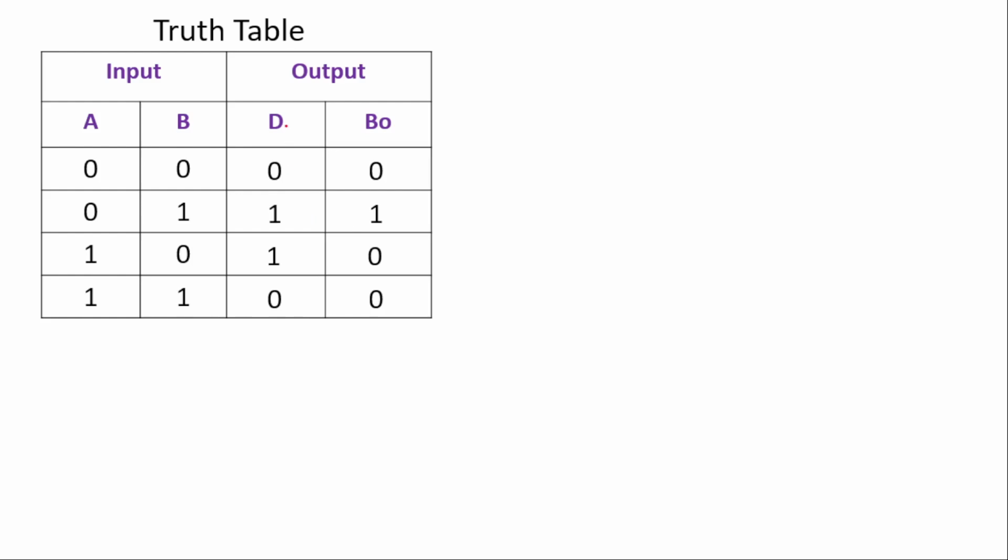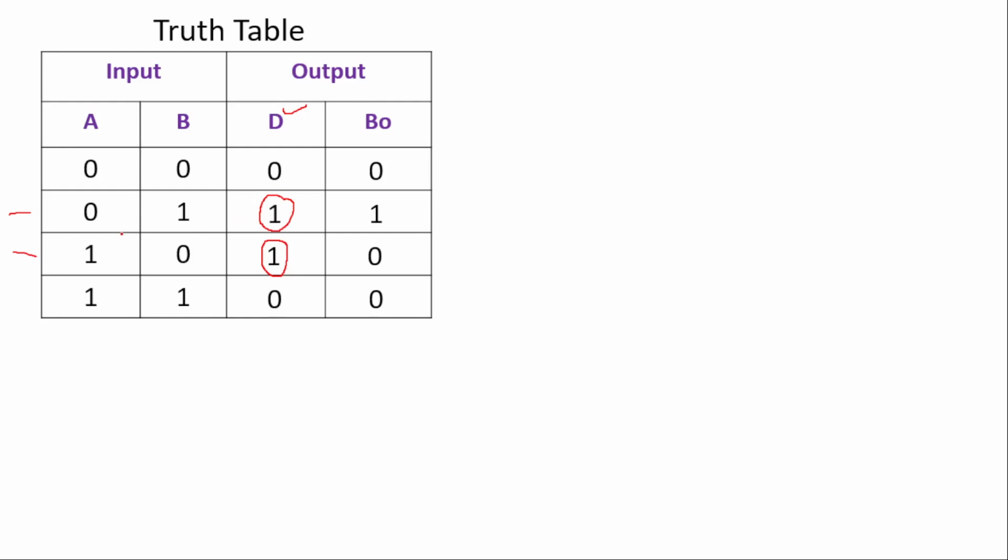Now let us first concentrate on the difference, that is the D column. The D has the value 1 twice. In this row it is having value 1, in this row it is also having the value 1. So we will mainly focus on these two rows, because we are going to write the Boolean expression for difference in SOP form. We will take the sum of product terms, so there will be two product terms.